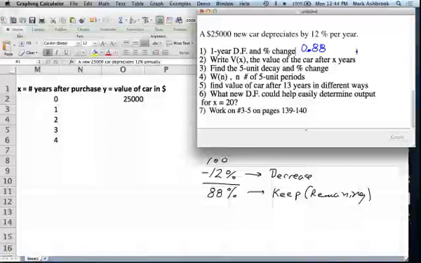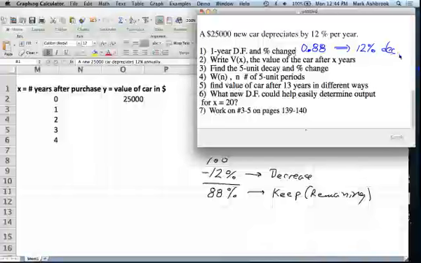And what percent change is that, Callaway? Right. Okay, so 0.88 decay factor means 12% decrease. Did you have a question? Okay.